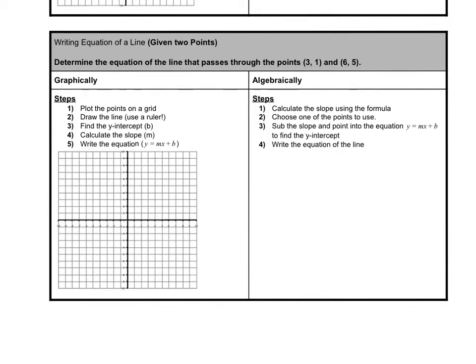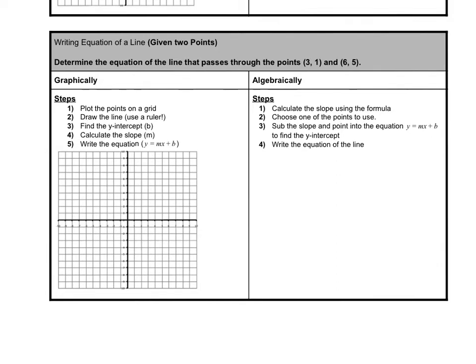Okay, so now the next part of this lesson is we are going to write an equation of a line if we are given 2 points. So we determine an equation of the line that passes through two different points, (3, 1) and (6, 7). So let's see graphically how we can find the equation of a line.